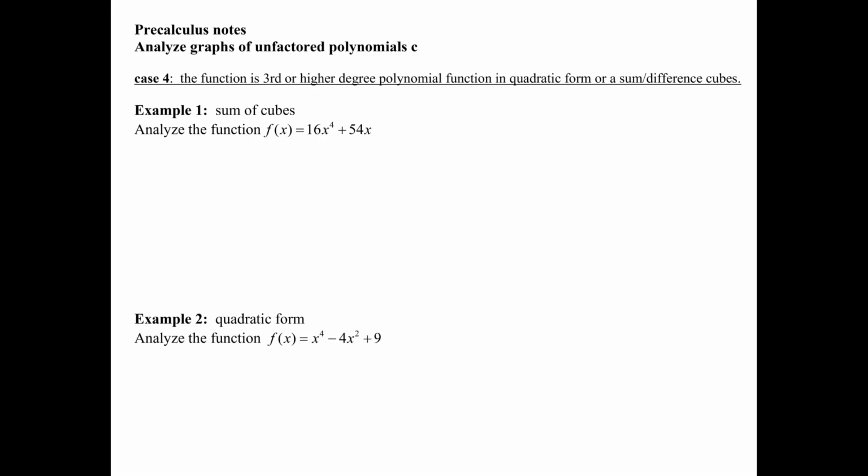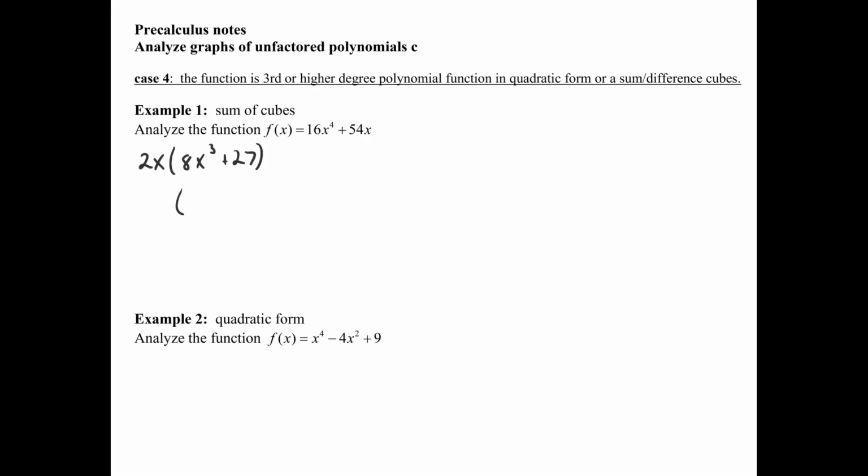So we're going to look at this case, just a binomial. This looks like it's going to be involved with the sum of cubes, but these are not cubes right now. We need to first take out the GCF. And the GCF for this one is 2x. So let's just rewrite this as 2x times 8x to the third plus 27. Now those are both cubes.